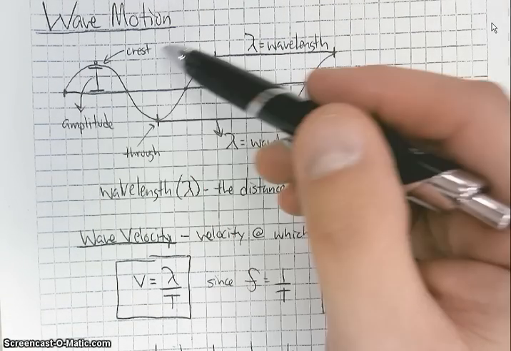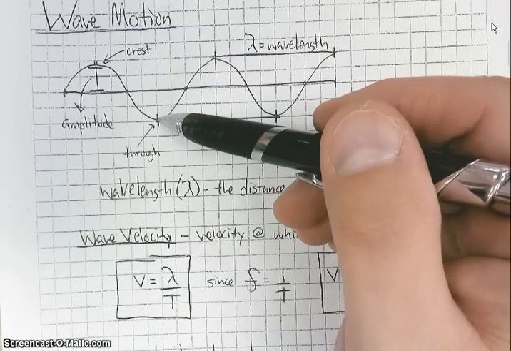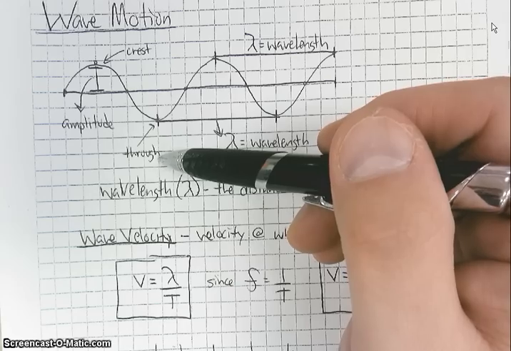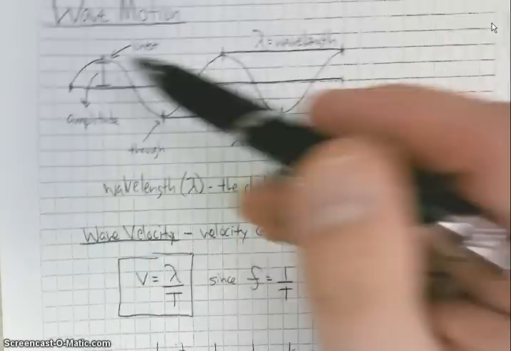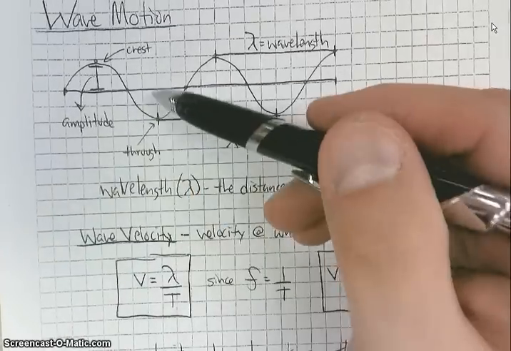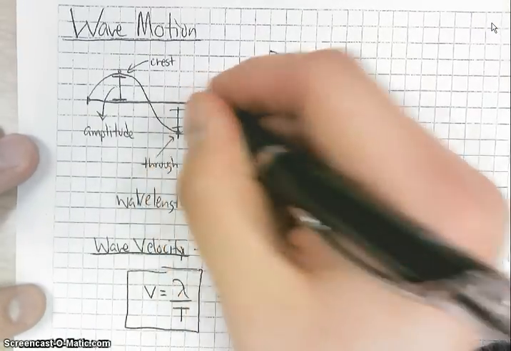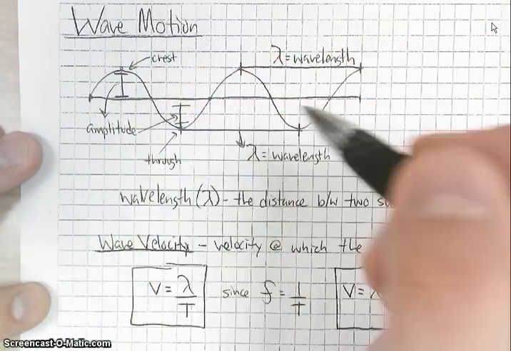Any peak like this is called a crest. Anything down at the bottom here is called a trough. Okay, the distance between our equilibrium point down the middle and either a peak or a trough, no matter what, I could draw that either way here. Okay, this is known as the amplitude.